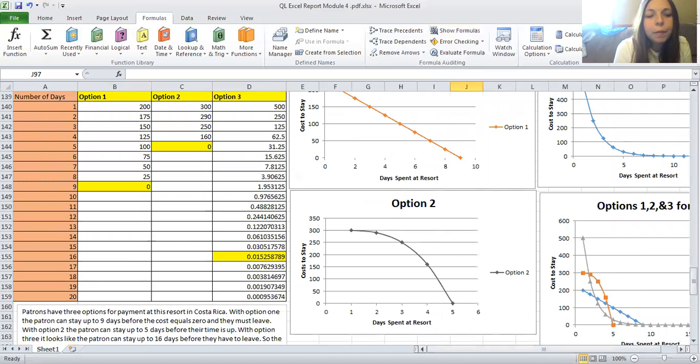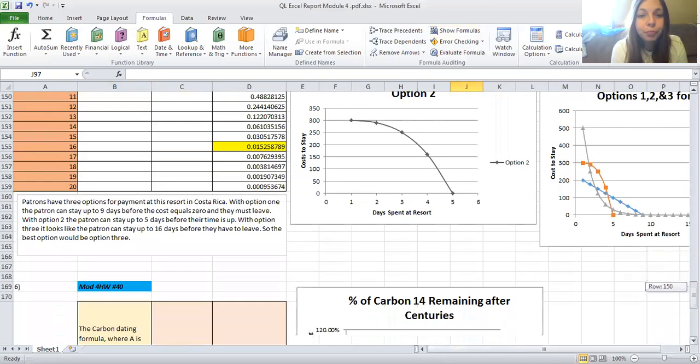With option 1, the patron can stay up to 9 days before the cost equals 0 and they must leave. With option 2, the patron can stay up to 5 days before their time is up. And with option 3, it looks like the patron can stay probably up to around 16 days before they have to leave. So the best option here is going to be option 3 for this patron.